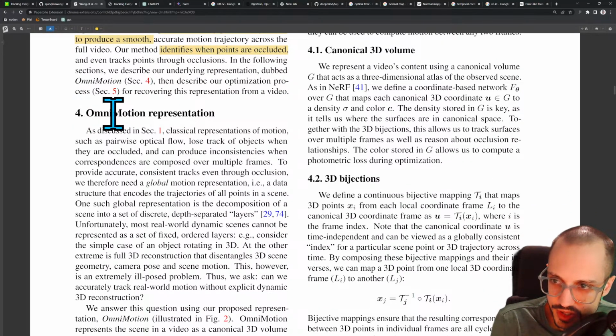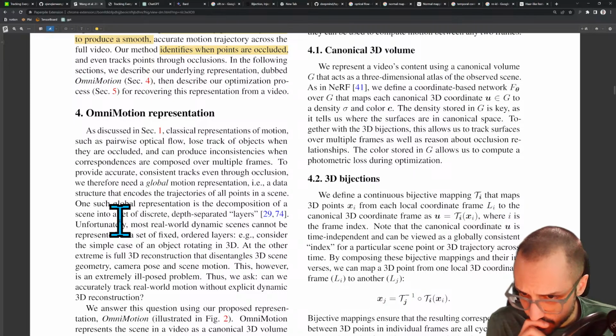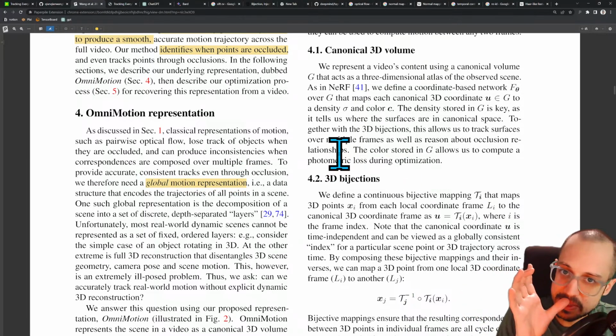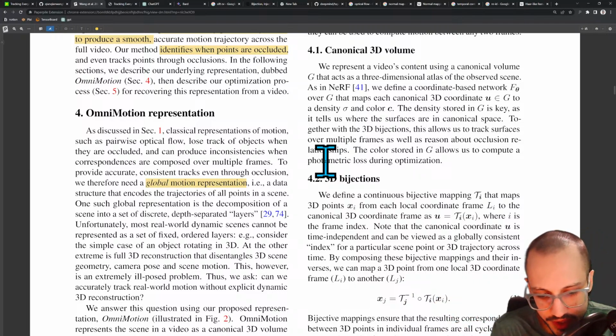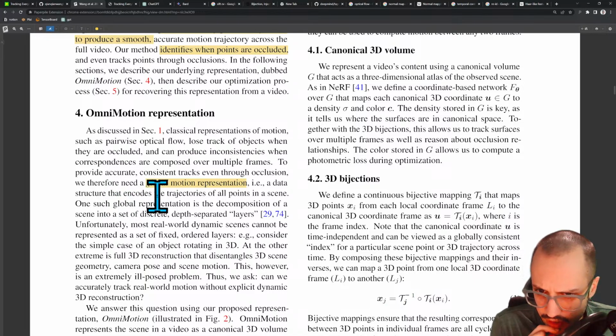Okay, so OmniMotion representation. Classical representations of motion lose track of objects when they are occluded, and can produce inconsistencies. To provide accurate, consistent tracks, we therefore need a global motion representation. Right? So you're going to have a bunch of different frames, and then each of those frames is going to contribute in some way to this global representation of the entire video, right? So this is what's going to be optimized over this process frame by frame. A data structure that encodes the trajectories of all points in a scene.